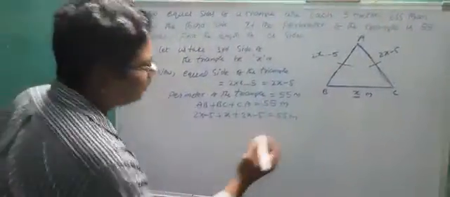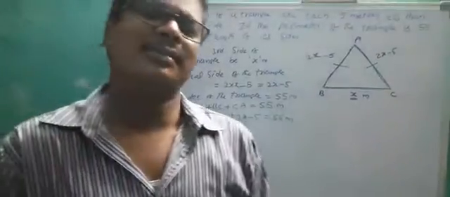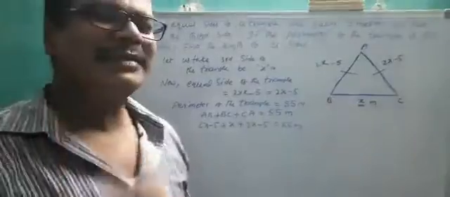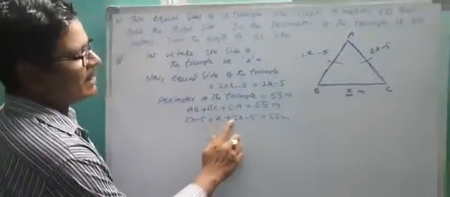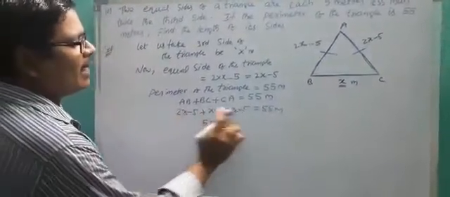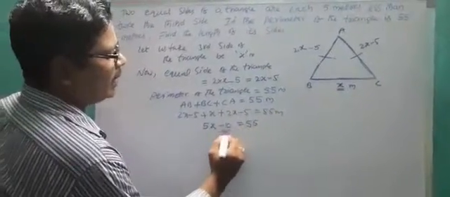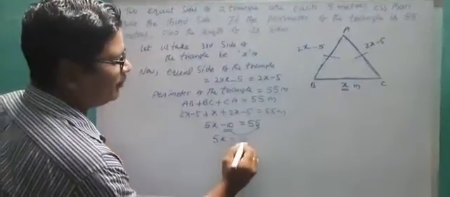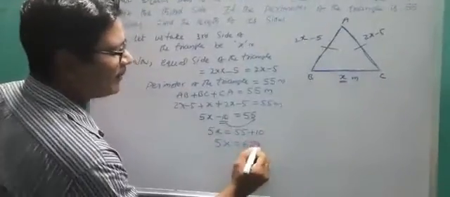Now we have to simplify it and get the value of x. Thus x indicates the third side. So we got one simple equation. 2x plus x plus 2x totals 5x, and minus 5 minus 5 totals minus 10, equal to 55. Minus 10 on transposition becomes plus 10. So 5x equals 55 plus 10, so 5x equals 65.